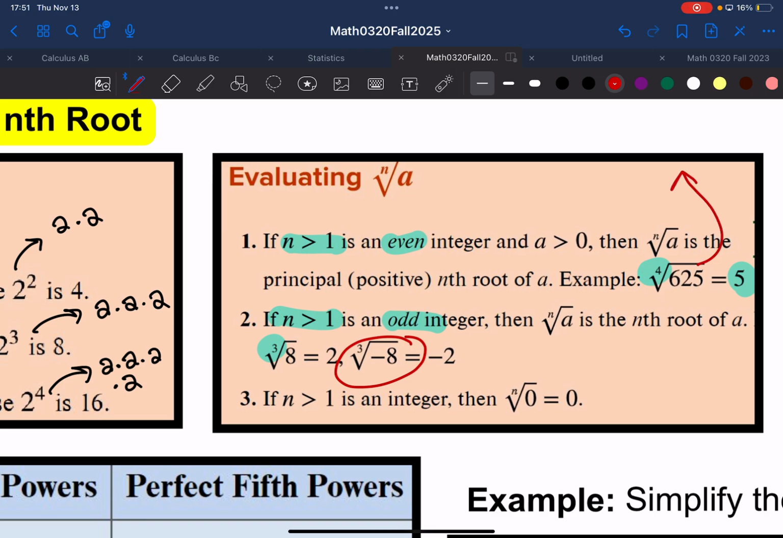Unlike this one up here, if this was the 4th root of negative 625, this would be no solution since this is even. So even, we can't have a negative. Odd, we can. And then lastly, it says the nth root of 0. No matter what that root is, we're going to get 0. The 5th root of 0 is 0. The 10th root of 0 is 0, etc.